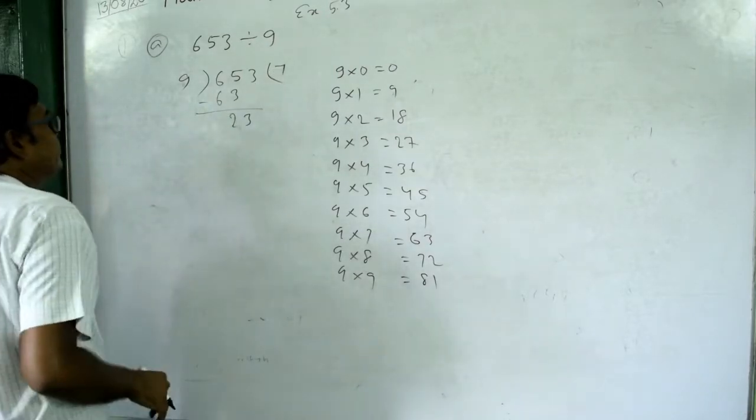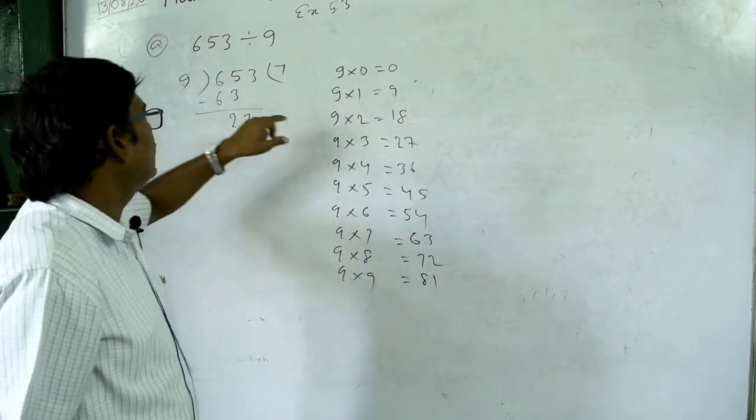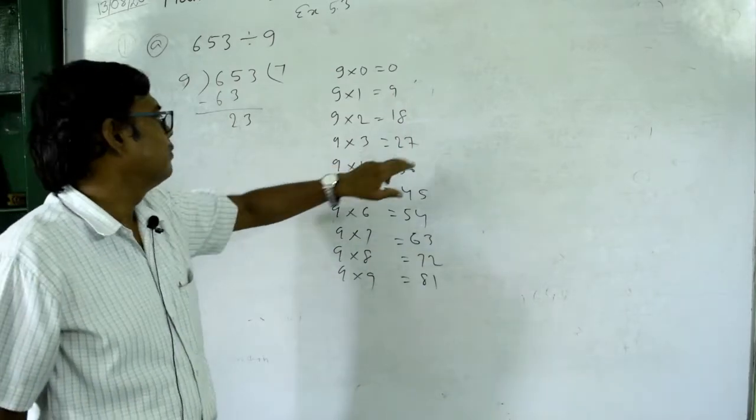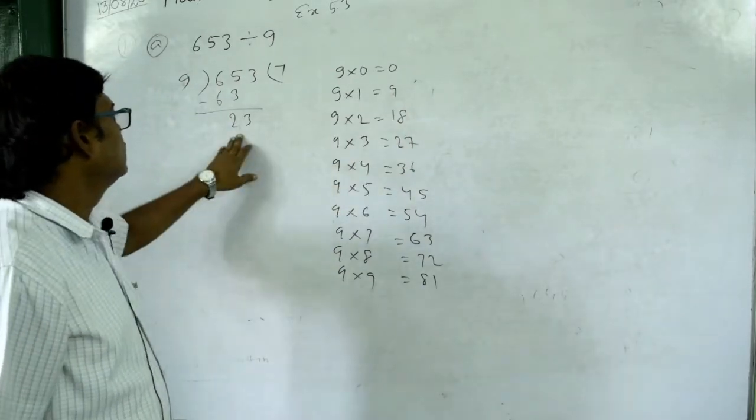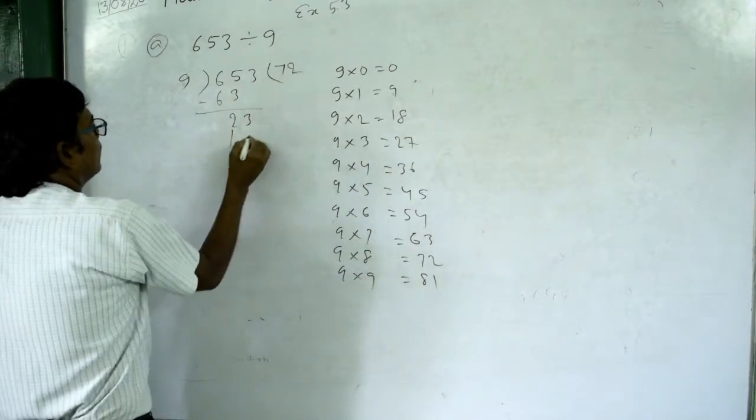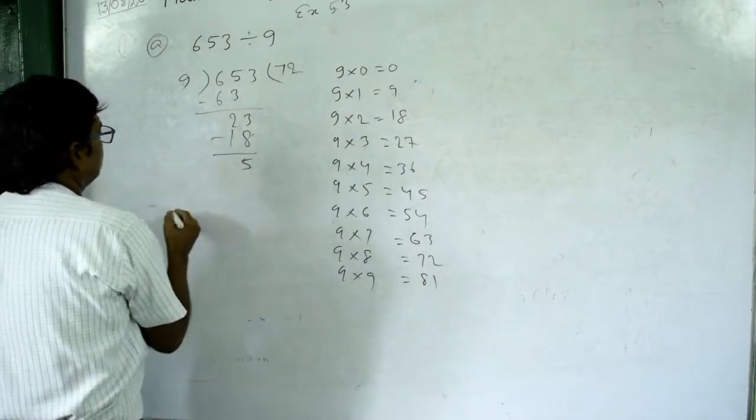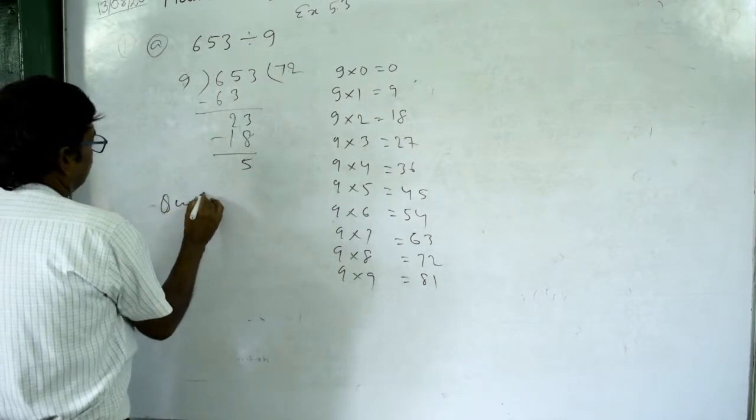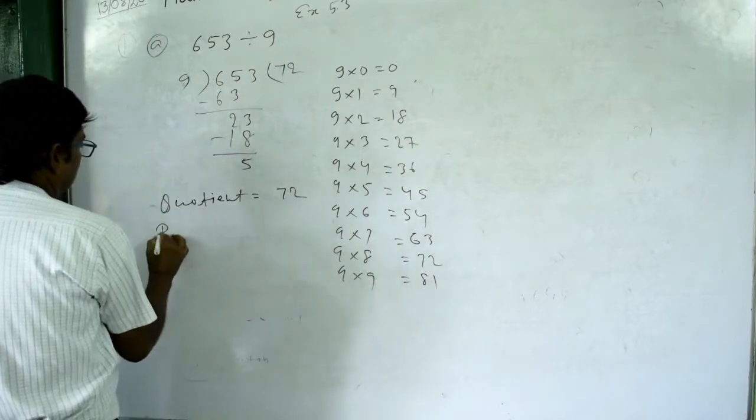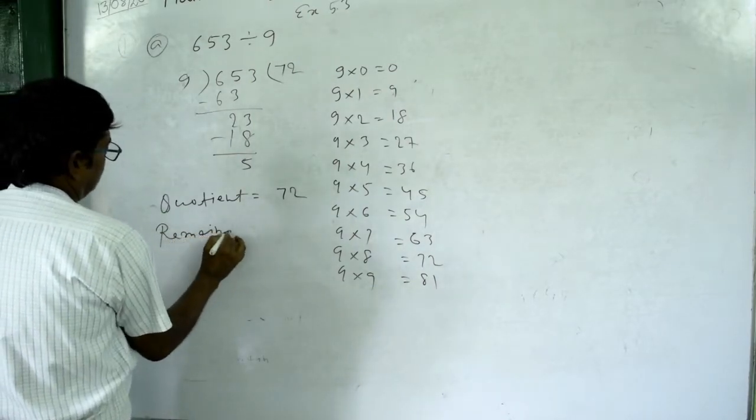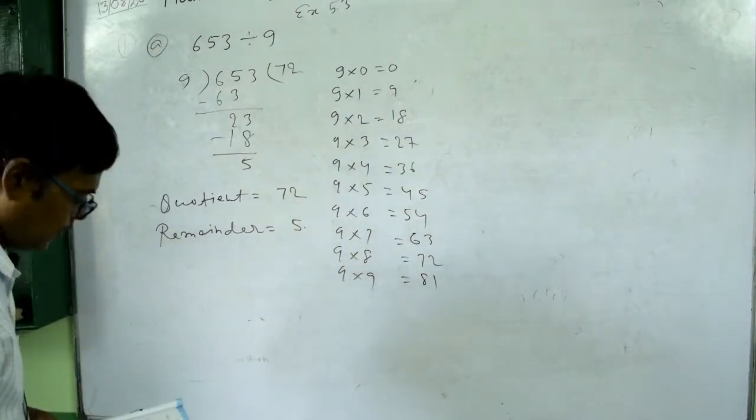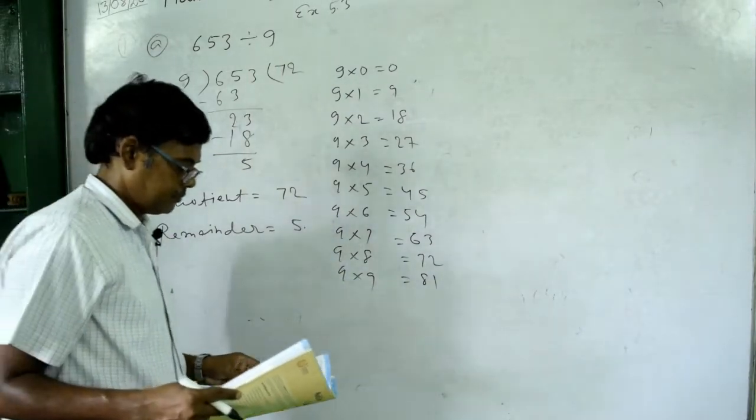Then 23 comes here. Now in the table of 9, 9 1 is 9, 9 2 is 18 here, and 9 3 is 27, but 27 is larger than this, so we will write this number 18. So 9 2 is 18, so subtract here, it will be 5. So here quotient equal to 72 and remainder equal to 5. Okay, in this way you will divide and then you will get the answer.